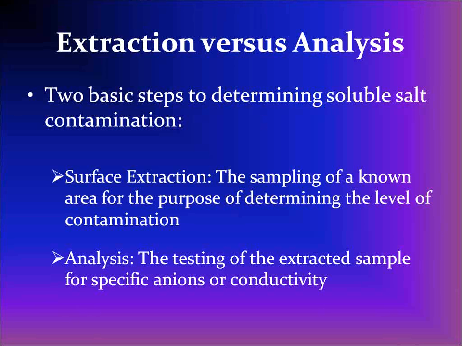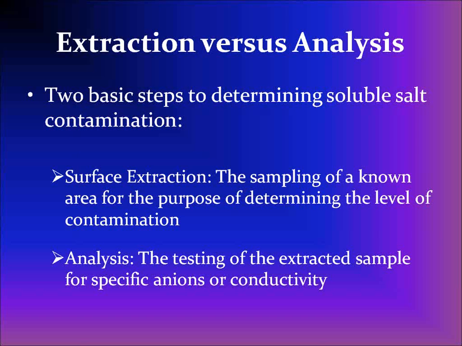There are two basic steps to determine how much soluble salt is on a surface. These two steps are extraction and analysis. While there is instrumentation that can perform both of these procedures almost simultaneously, the contamination must be extracted from the surface before it can be analyzed. Surface extraction is the sampling of a known sized area for the purpose of assessing the level of contamination. There are several methods we can use to perform a surface extraction. Analysis is the actual testing of the extracted sample for specific anions or for conductivity.